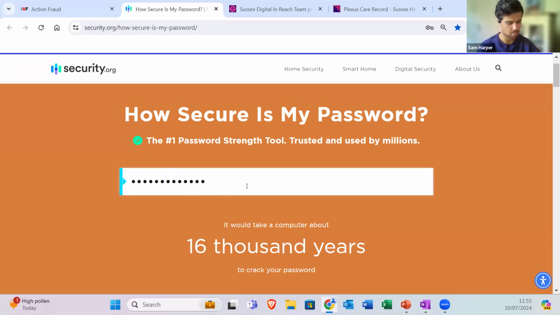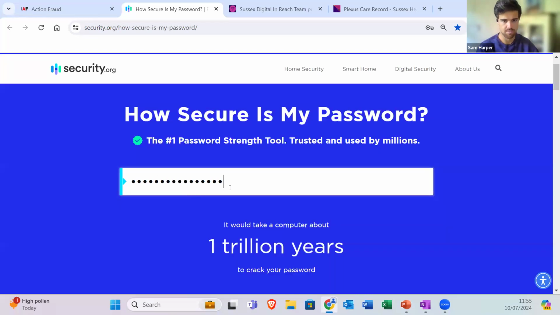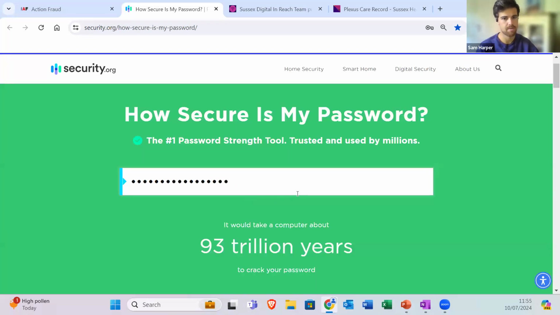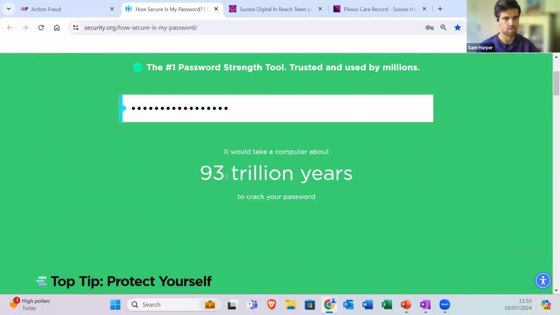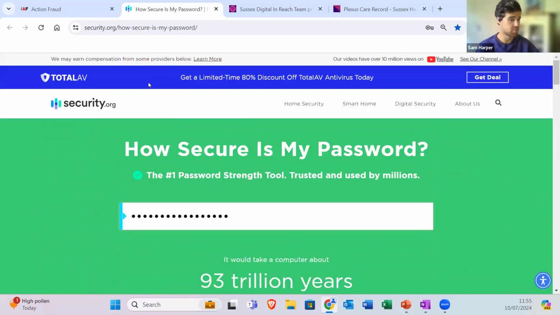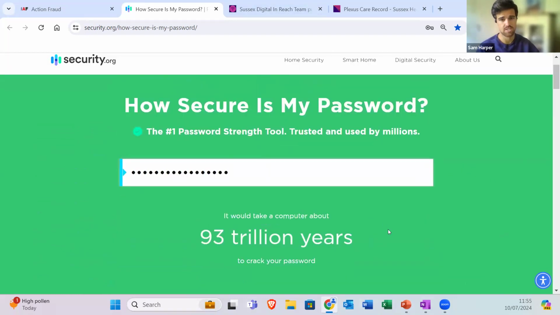So let's make it even more complicated. Let's throw some numbers in there, and then let's throw some random characters in there. So I'll just do an exclamation mark in there, an @ symbol there. 93 trillion years, and then it goes green, this site, if that is a good password for you to use. So again, just a good tool, good resource. It's practice that you can use, especially from an organization standpoint. Getting people to actually use this as practice is very beneficial.